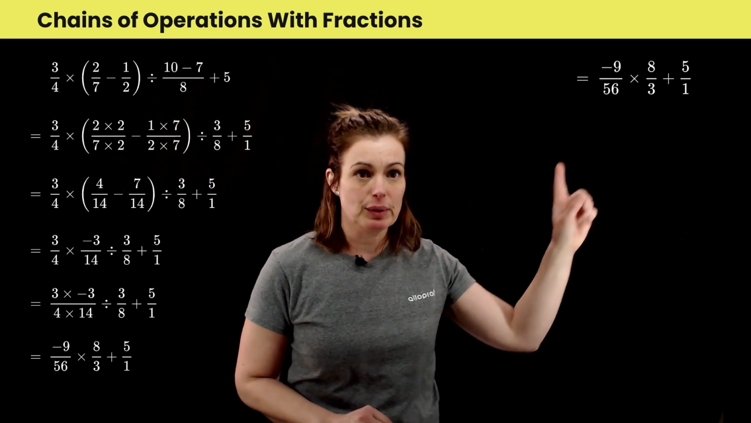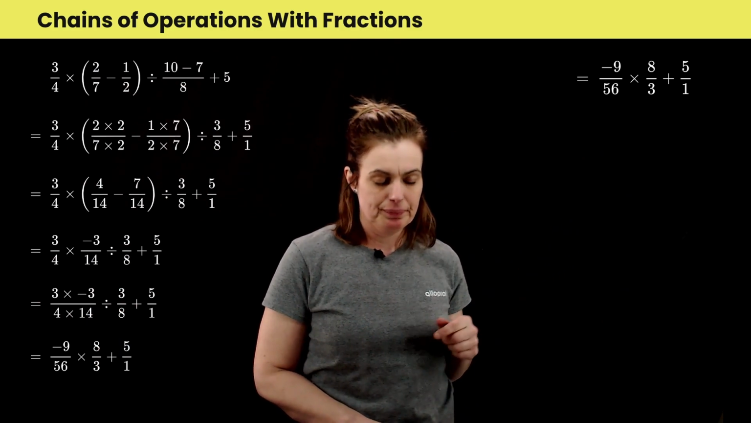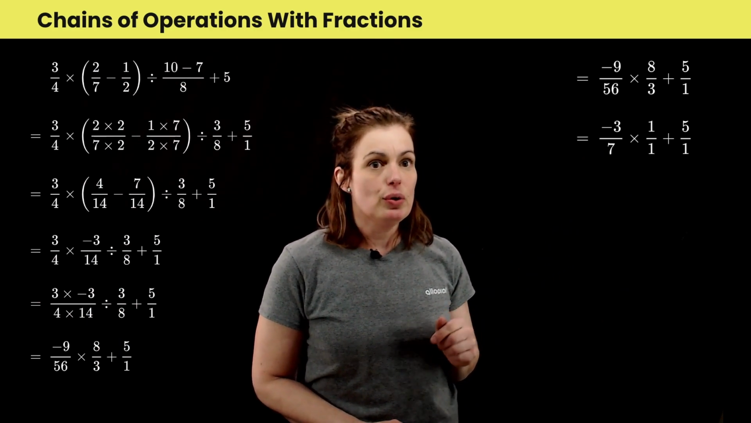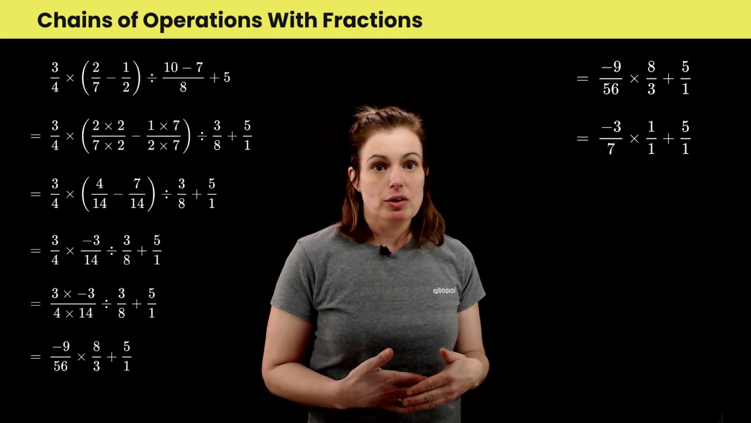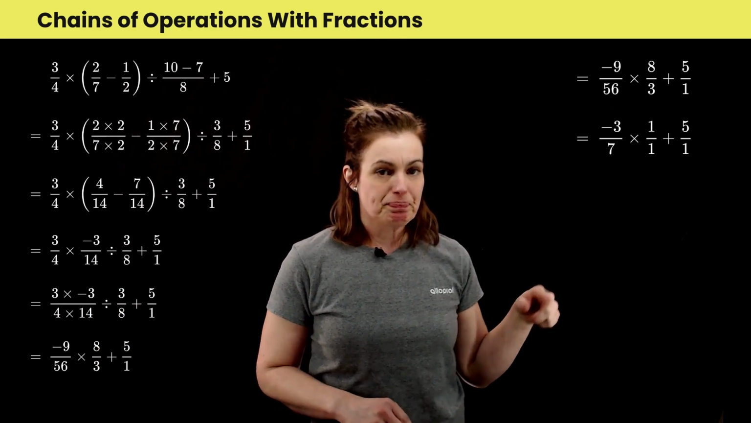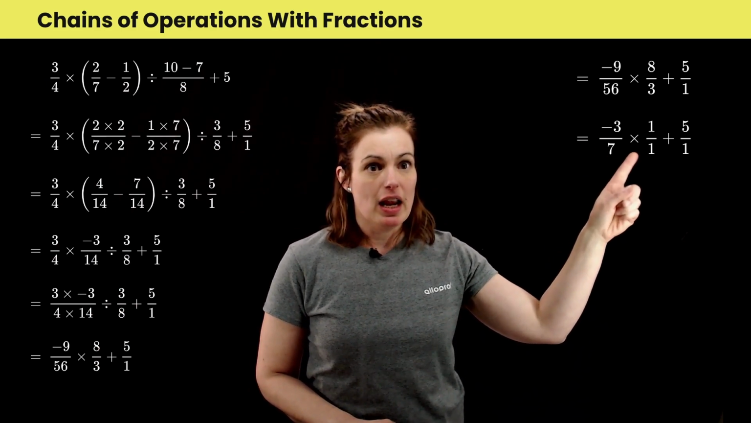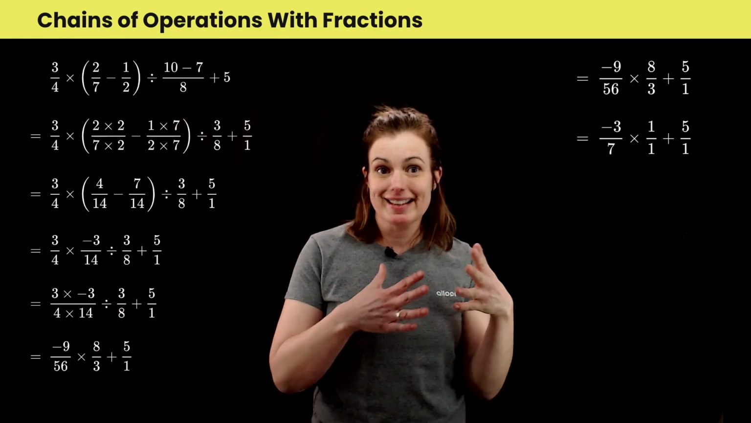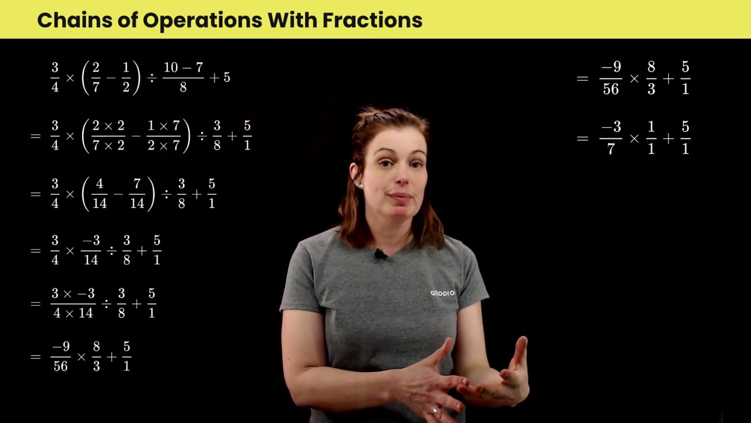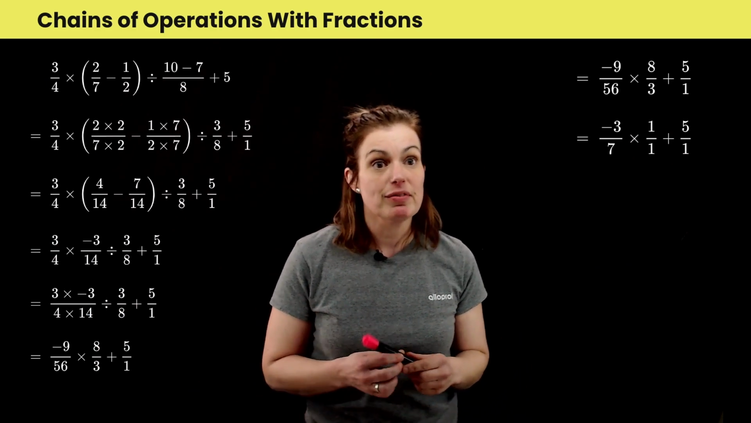So I ran out of space. So I'm going to come over here and continue my problem up here. Now you'll notice that my negative 9 over 56 multiplied by 8 over 3 reduced to negative 3 over 7 being multiplied by 1 over 1. So remember, this is applying that second strategy in the multiplication problem that I showed you earlier, where you simply simplify before you go on.